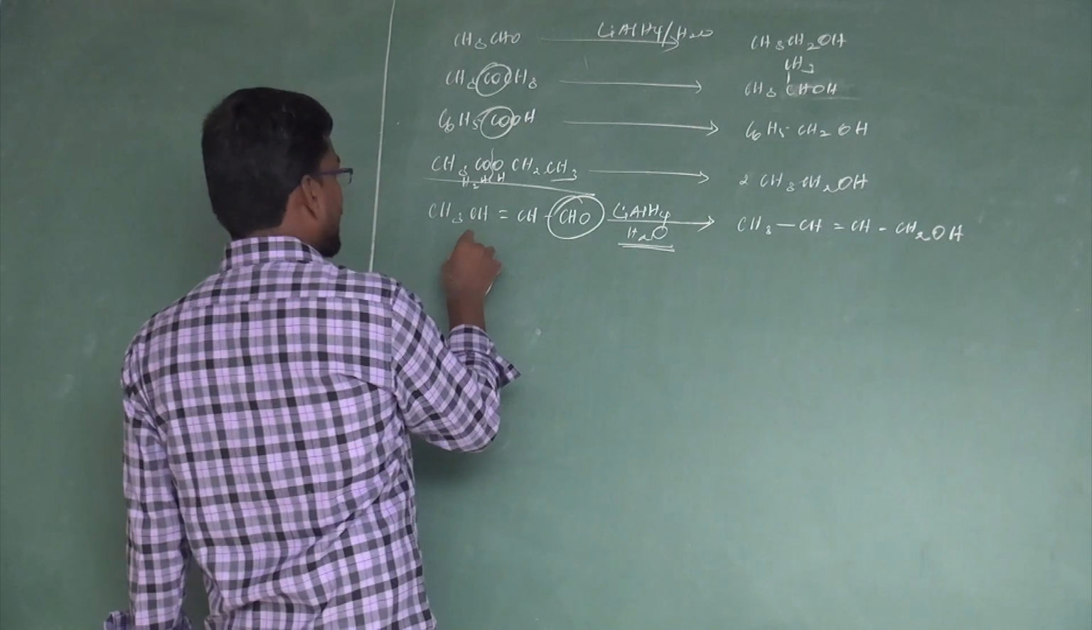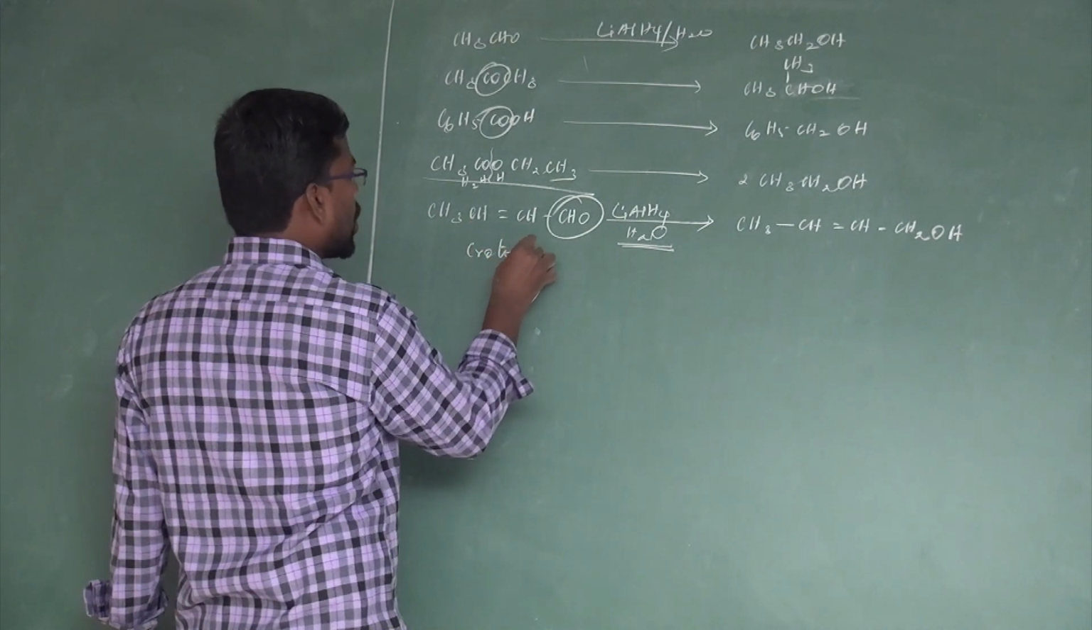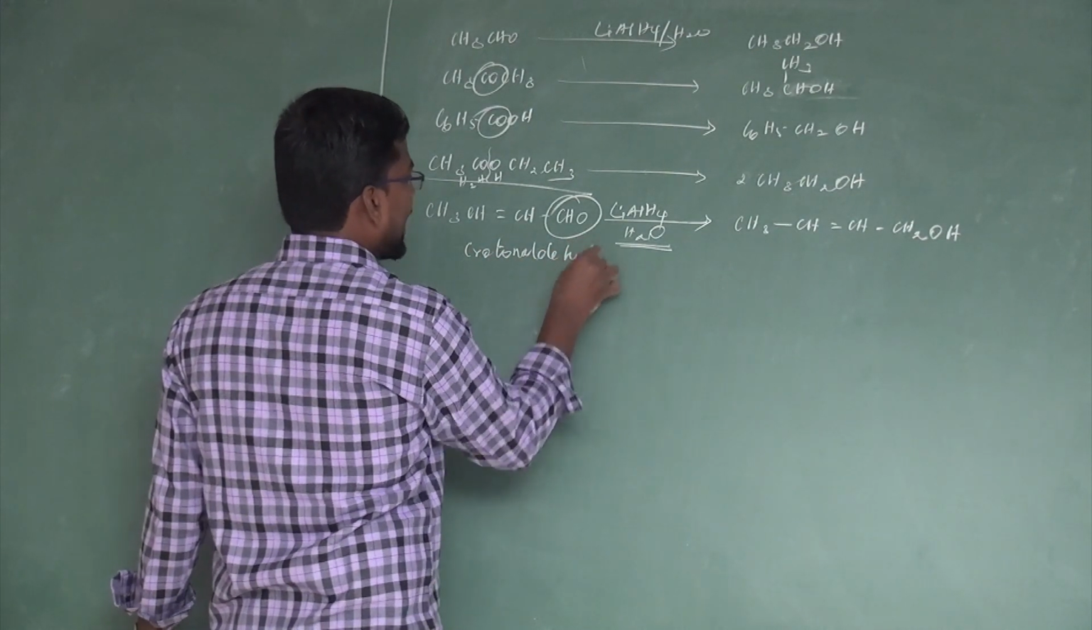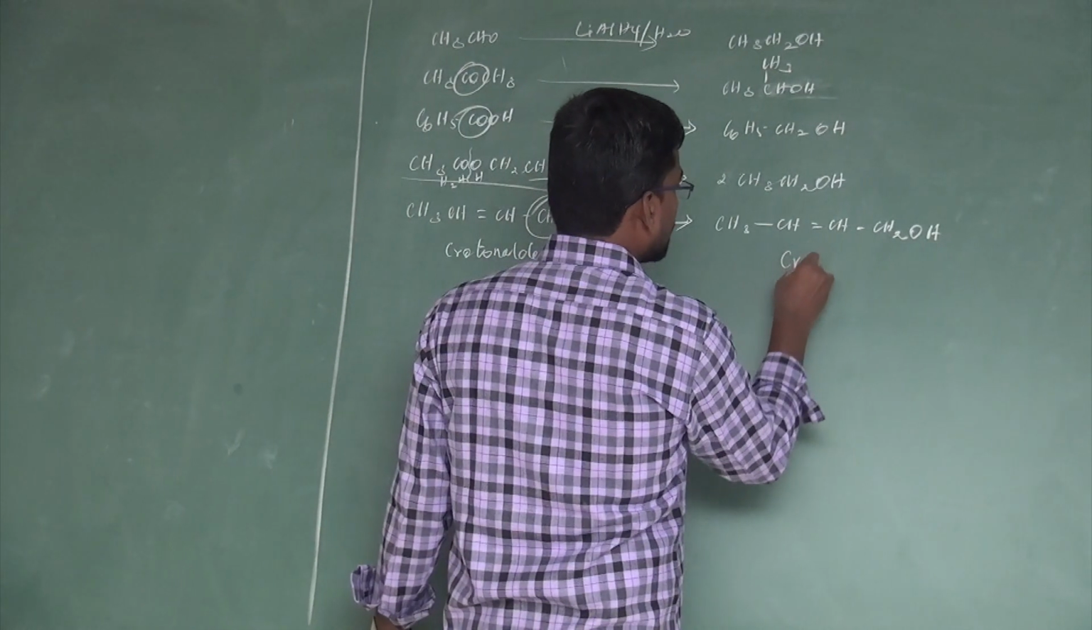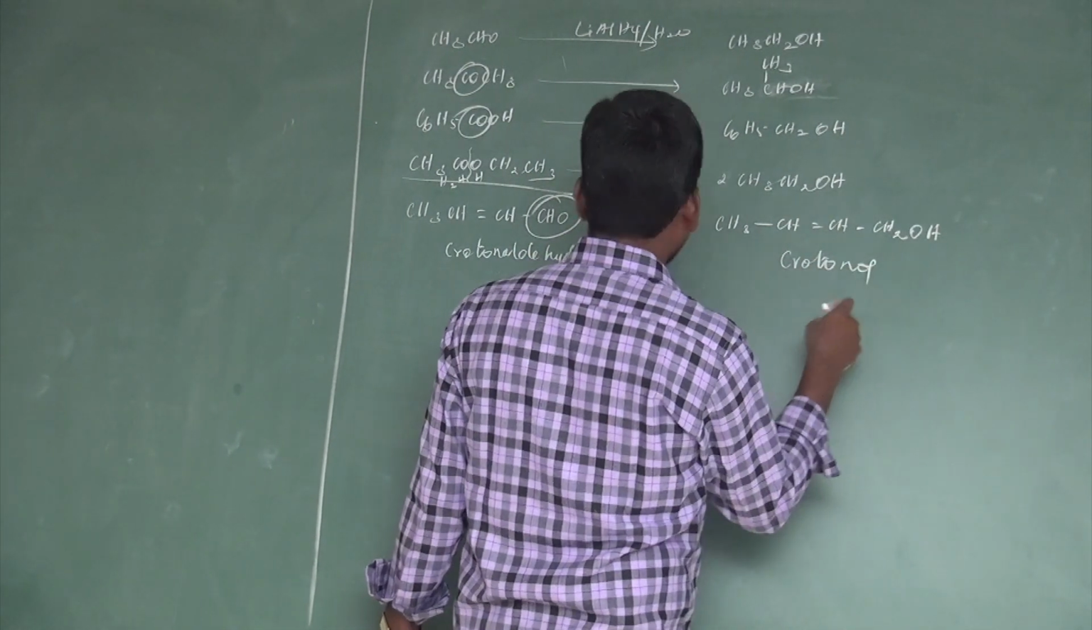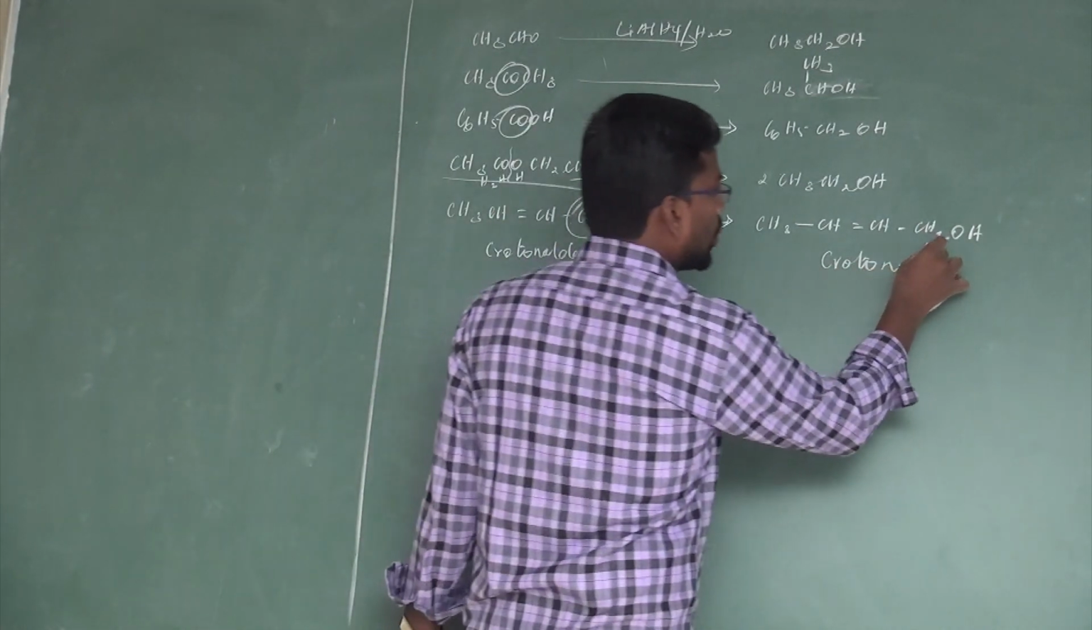It is crotonaldehyde. Crotonaldehyde. It is an aldehyde compound that can be converted to an alcohol.